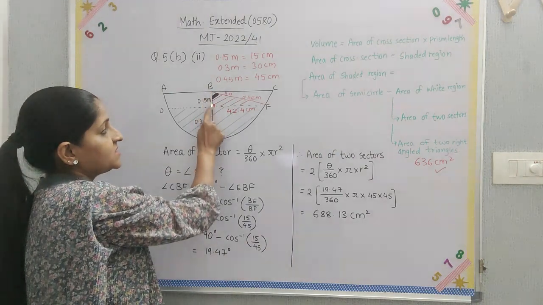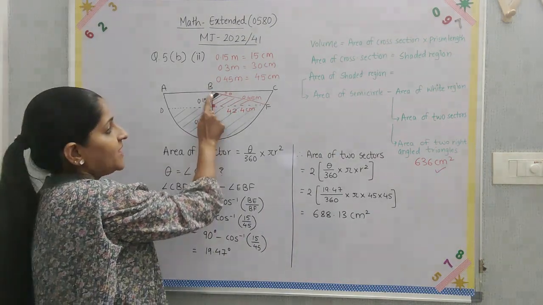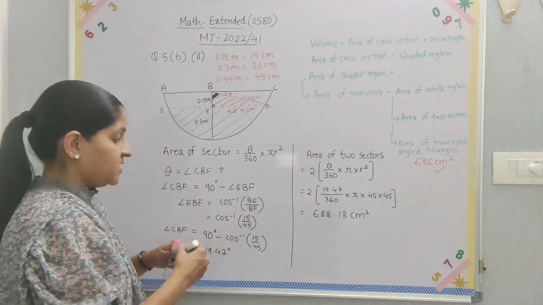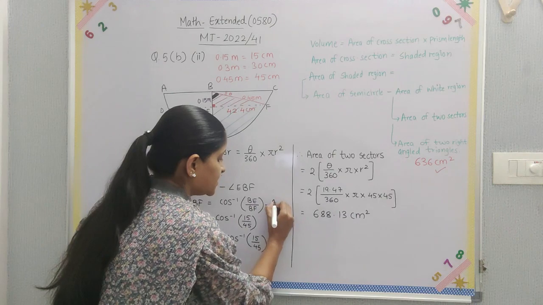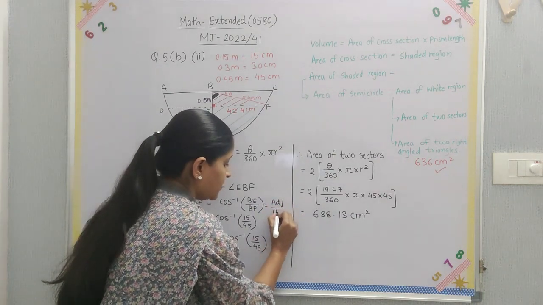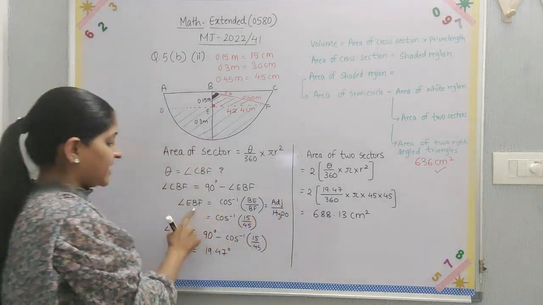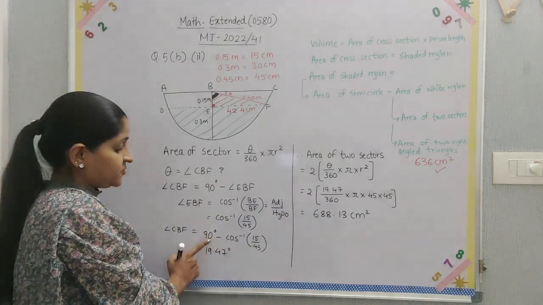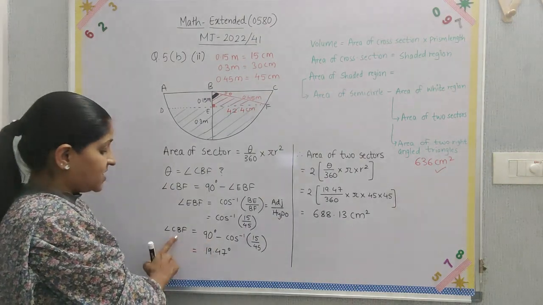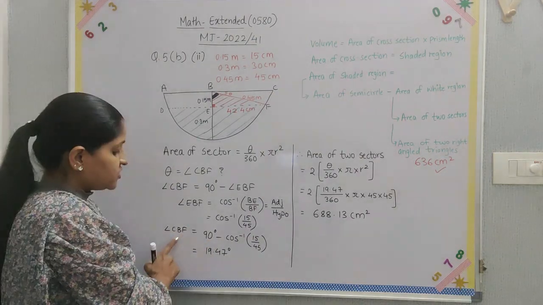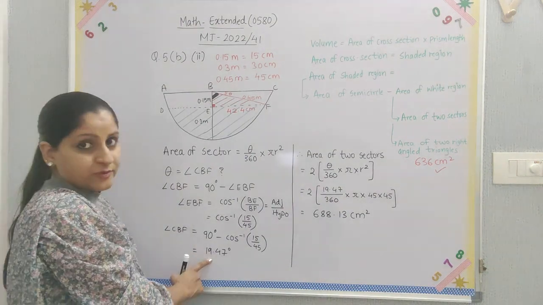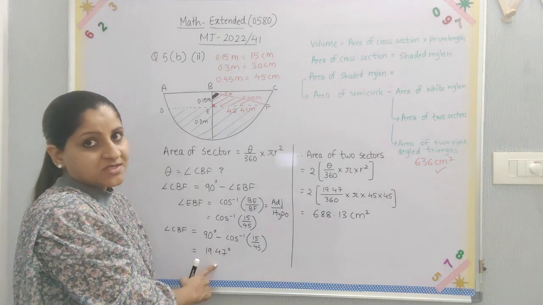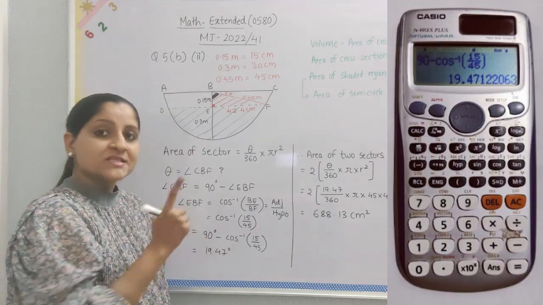BE, this side that is adjacent to this highlighted angle, and BF is the hypotenuse. So by using cos inverse of BE upon BF, which is adjacent upon hypotenuse, I can work out angle EBF. And then if I subtract angle EBF's value from 90 degrees, I'm going to get the answer for angle CBF, which turns out to be 19.47. I have put this entire equation on my calculator to obtain this value. The calculator working is now on your screen.